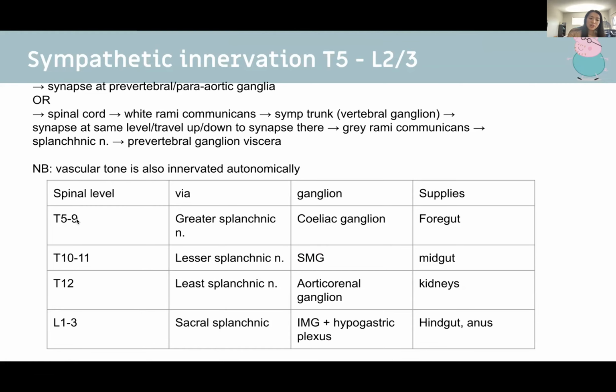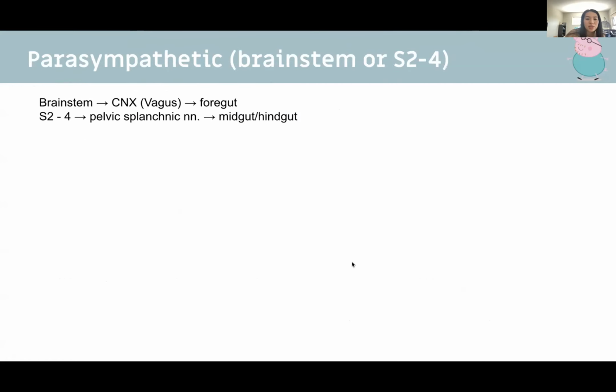T5 to 9 goes to the greater splanchnic, goes to celiac, and then supplies the foregut. I can't be bothered reading this out, but learn this because this is pretty important. I forgot to put a red flag, but it's more of a high yield thing, I reckon. And then this is not the same as the rest. This is T12 and it supplies the kidneys. Okay. The least splanchnic nerve supplies the kidneys. Okay. Cool. And the next one is parasympathetic. Just remember brainstem and S2 to 4. Brainstem goes via vagus to foregut, S2 to 4 via pelvic splanchnic nerves to midgut and hindgut.